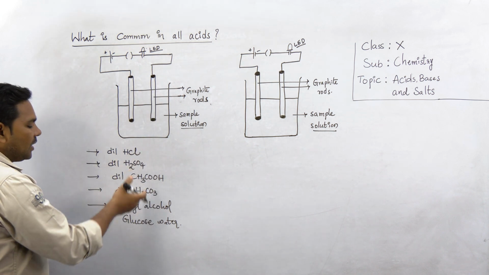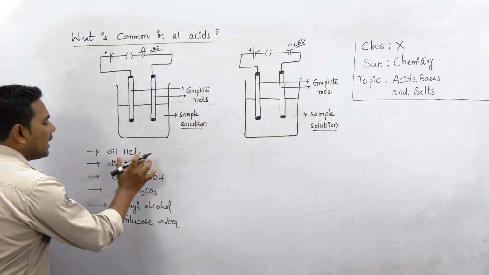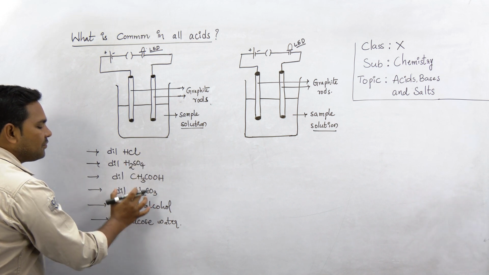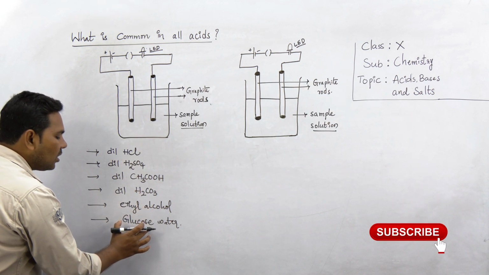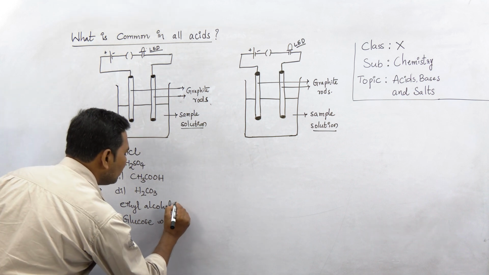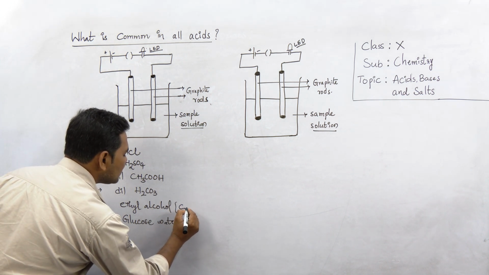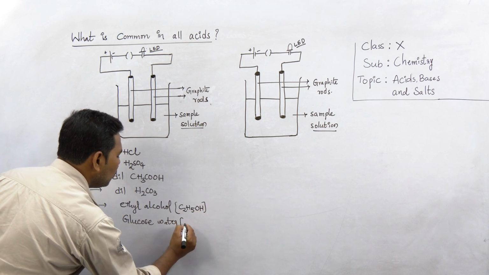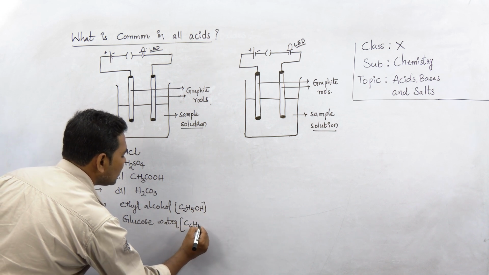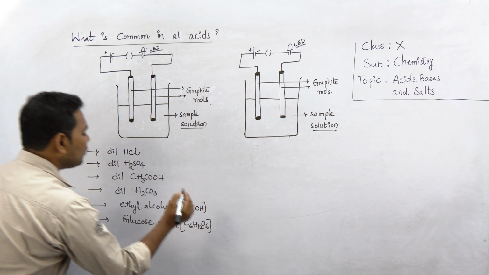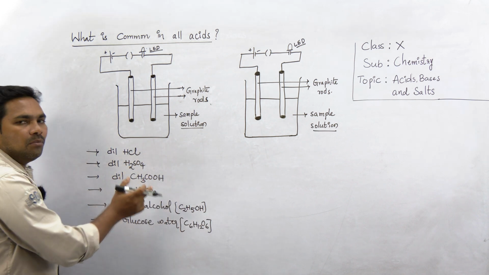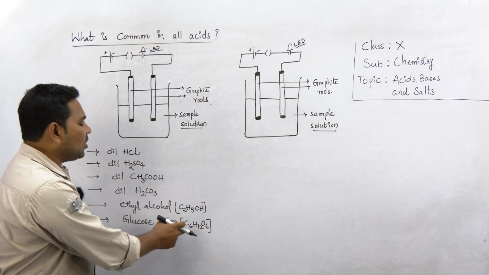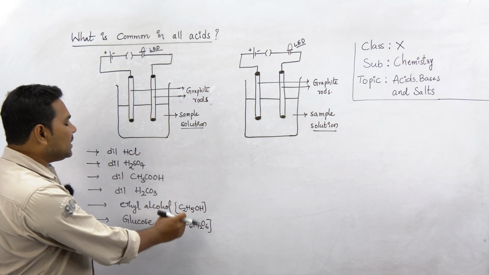Here you can see the samples that I have taken: HCl, H2SO4, acetic acid, and carbonic acid. All the first four are acids. And ethyl alcohol and glucose: if I write the formula of ethyl alcohol, we write it as C2H5OH, and glucose as C6H12O6. Now carefully observe the formulae of the samples taken, and guess what is common in all acids, or all the samples taken here.